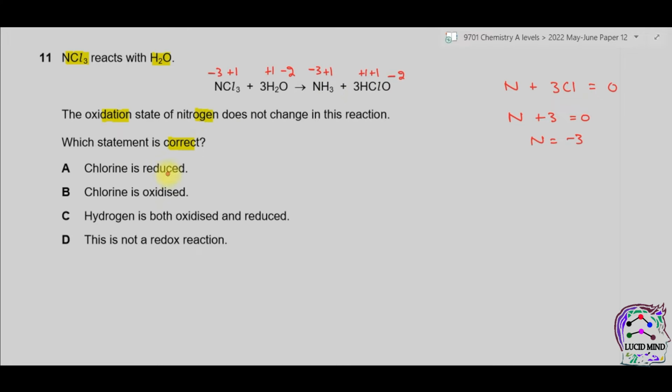It says chlorine is reduced. Now we can see chlorine goes from +1 to +1, so there is no change. Chlorine is oxidized? No, there is no change. Hydrogen is both oxidized and reduced? Hydrogen goes from +1 to +1, so there is no change. This is not a redox reaction. As you can see, there are no changes in oxidation state, so obviously it is not a redox reaction.